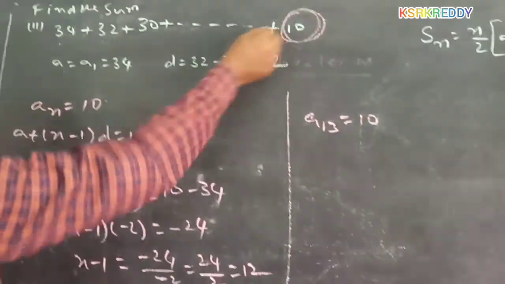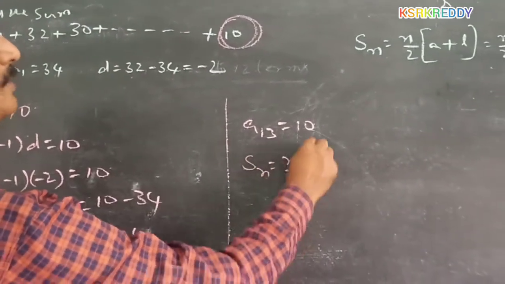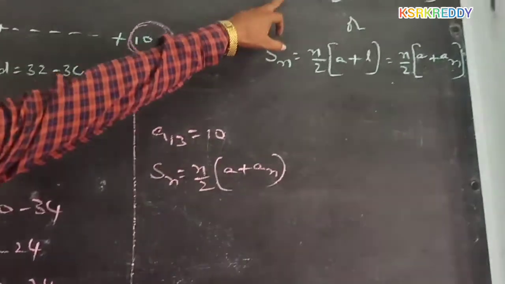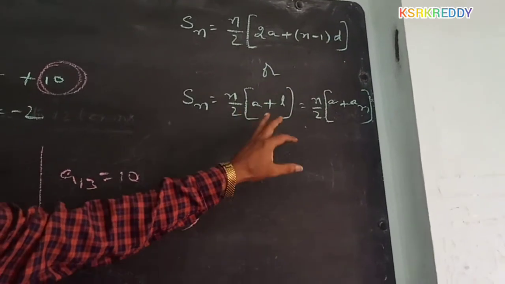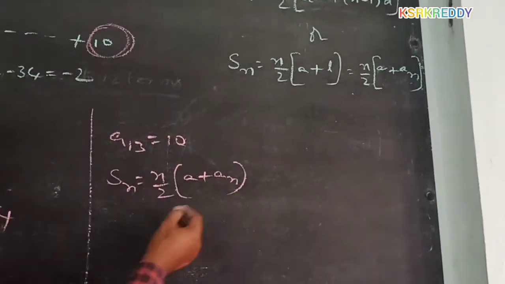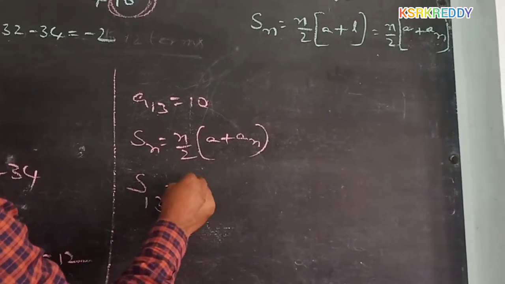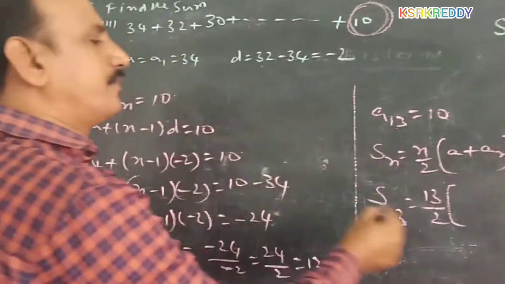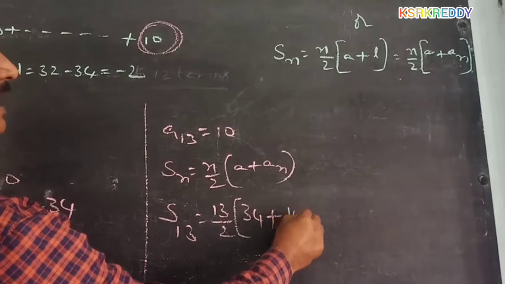So here how many terms are there? 13 terms. Sn is equal to n by 2 into a plus an. But here, we could apply the first formula, Sn equal to n by 2 into 2a plus n minus 1 into d. Or when you know the last term an, then apply this formula, a plus an. So how many terms are there? 13 terms. S13 is equal to 13 by 2 into a, the value 34, plus an, the value 10.